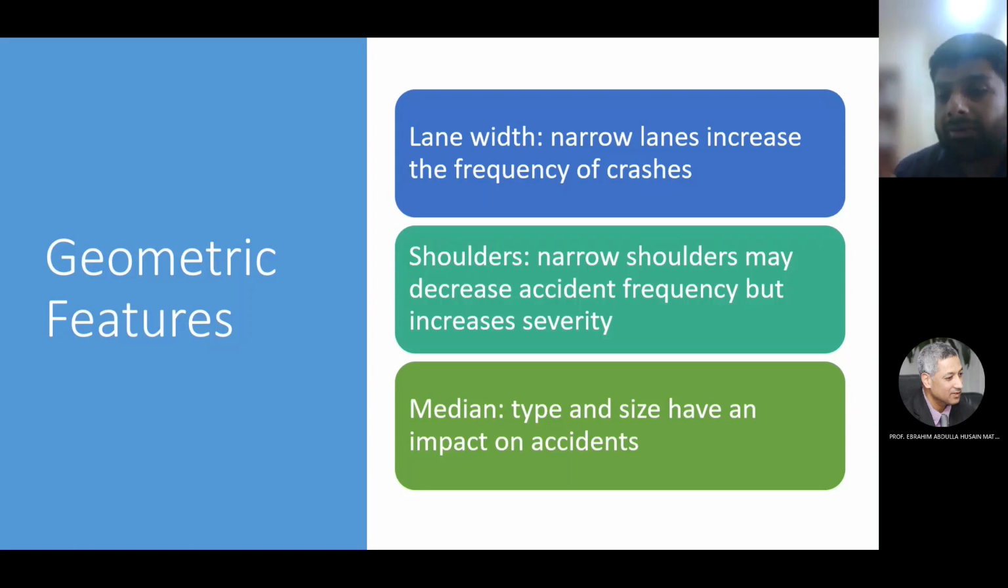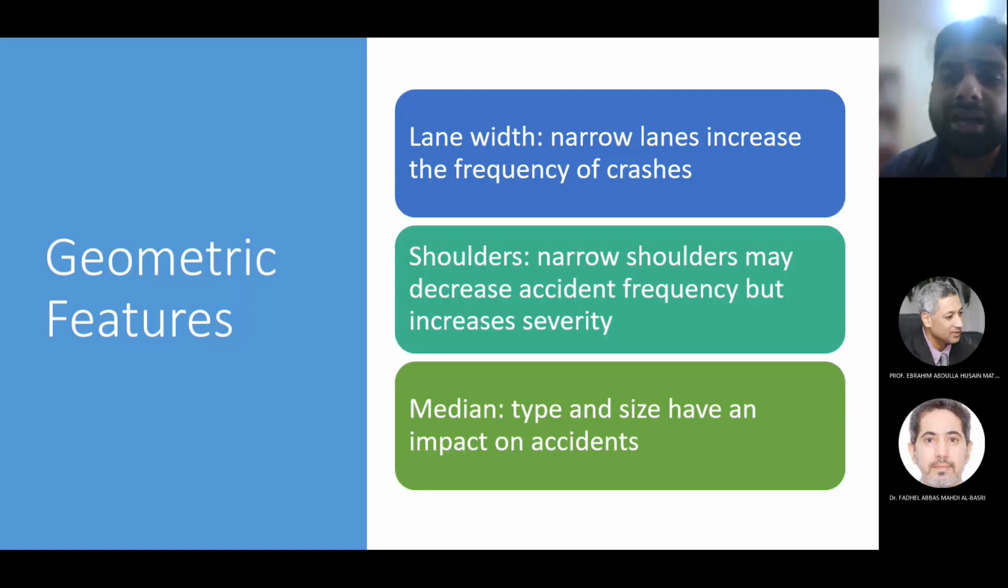Then median: in the context of median, two things are important, the type of median and the size of the median. Usually, increasing the size of the median decreases the frequency of crashes. As for type, the median can be just a line between the two lanes, or it can be with a barrier, or with a curb. Usually hard medians, like something with a barrier totally separating both directions, are considered more effective in reducing crash frequency.